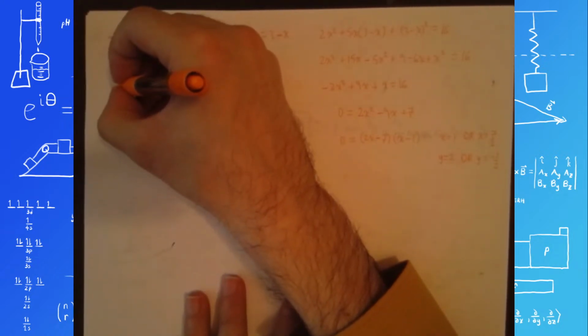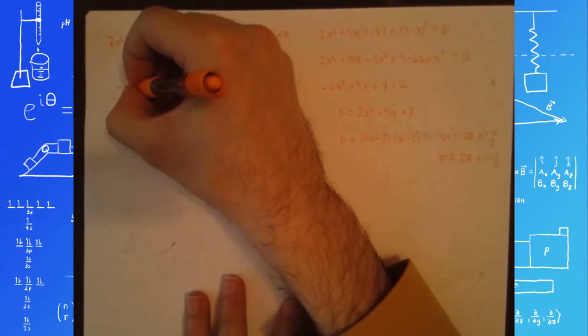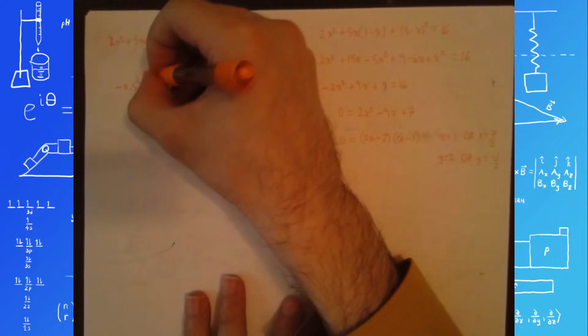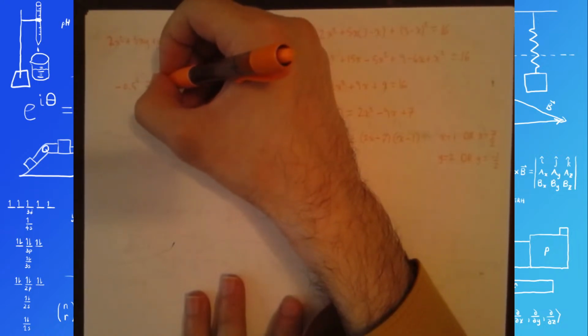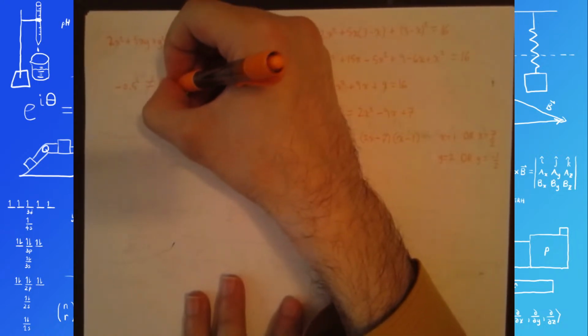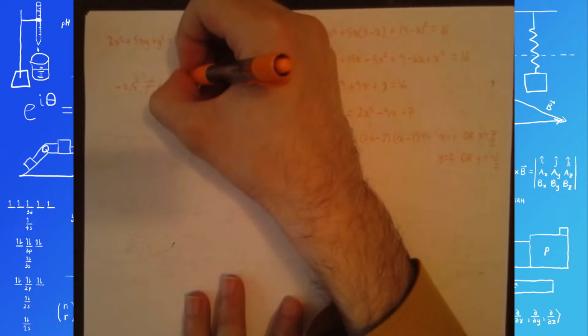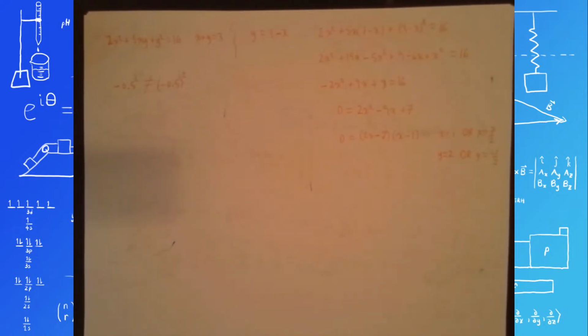Calculator tip while we're here. Negative 0.5 squared does not equal negative 0.5 in parentheses squared. Remember that when you are working with the square of a negative. If you're squaring a negative, just don't even bother writing the negative sign to begin with. That's the way to avoid the mistake I just made. And then you'll be good.